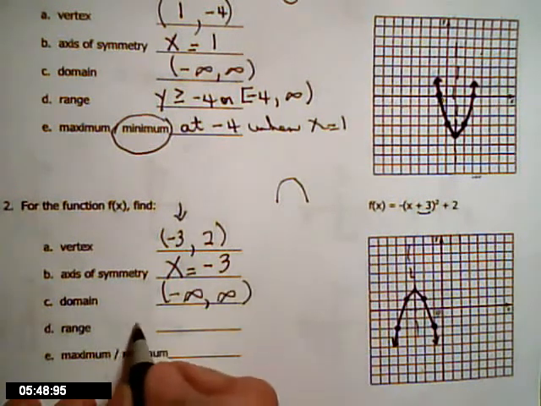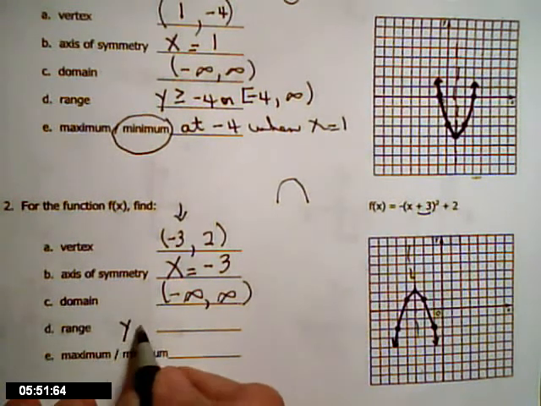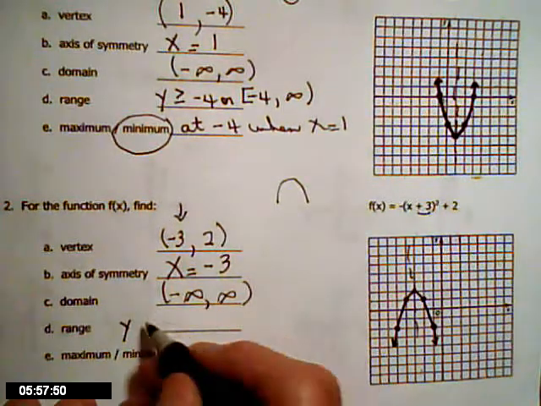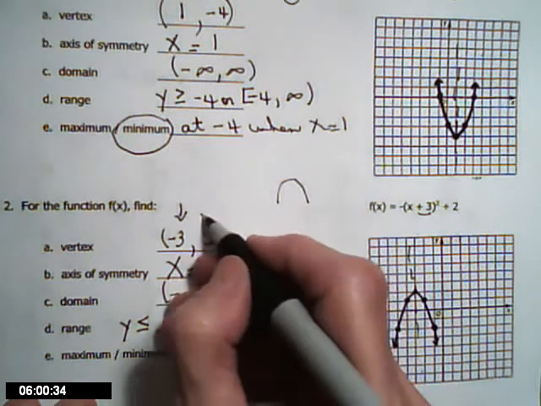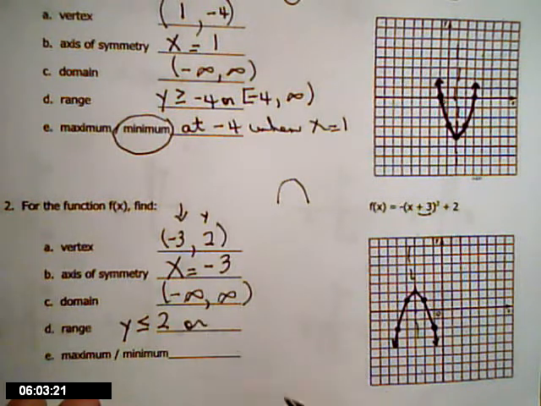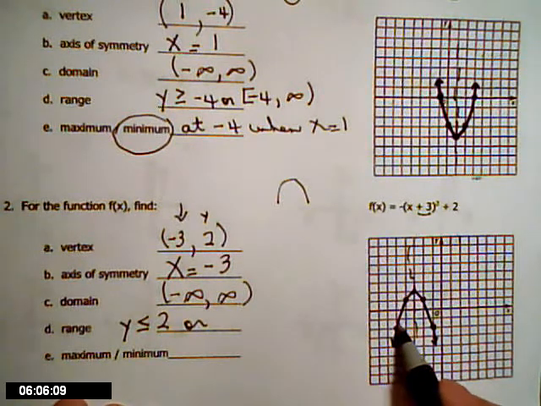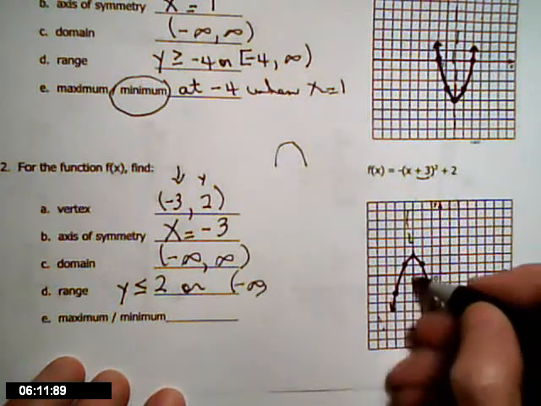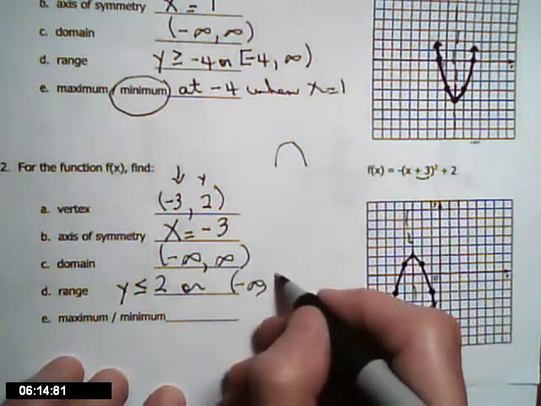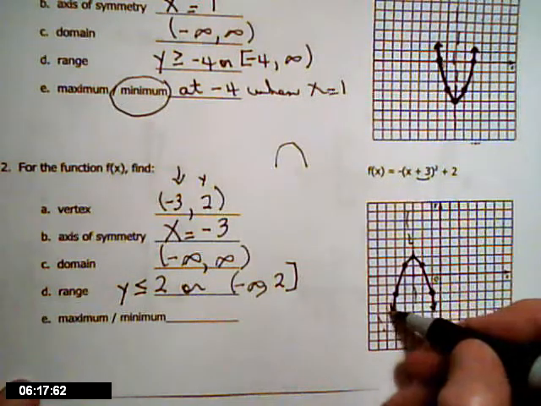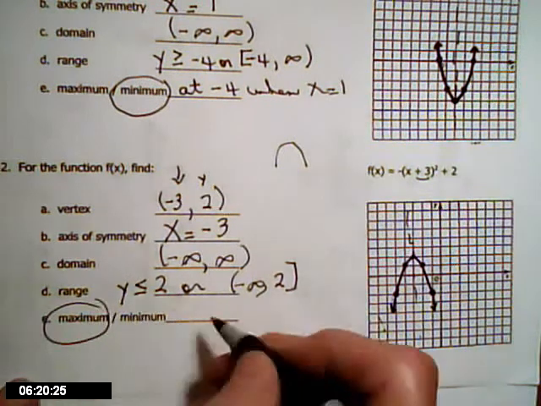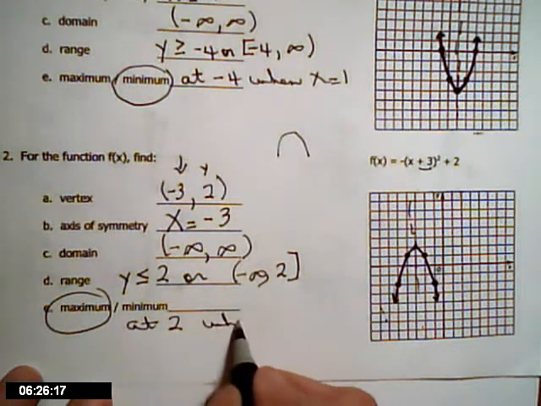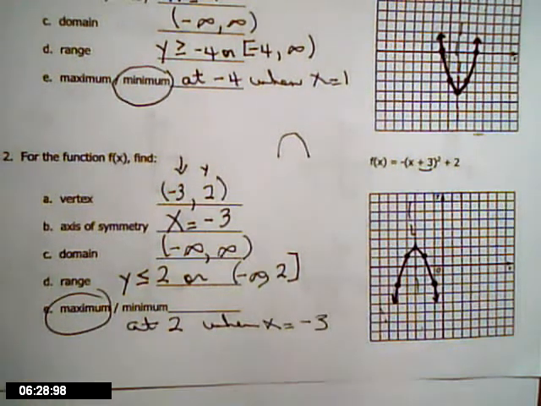The range, now in this case, the range, the y's, are all below this point. All y's are below this point, so they're less than or equal to your y value, which is 2. Or let's write that as an interval. The lowest y on this graph is negative infinity, and it goes up to a high y of positive 2. This graph has a high point, has a maximum. The maximum is at what y value? 2, when your x is at negative 3.